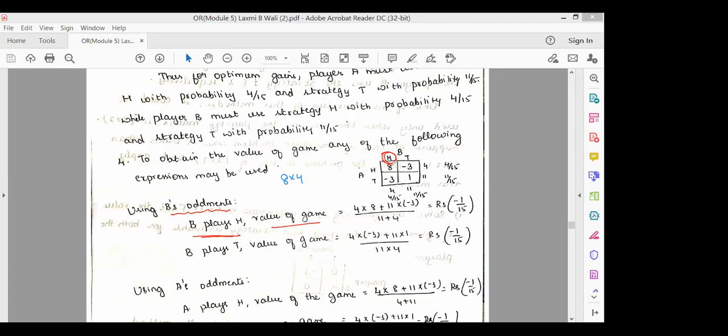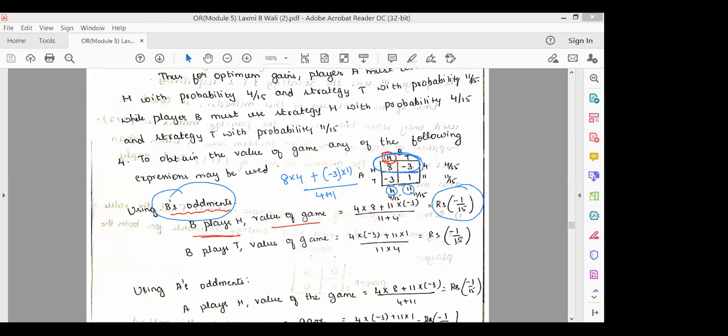Now, 8 into 4 plus, you can take this one, minus 3 into 11. So here, first consider this value and multiply it with the respective elements we have here. So 8 into 4 plus minus 3 into 11, divided by 4 plus 11. When you simplify this, you are going to get the value of the game as minus 1 by 15. So the value of the game is determined by means of B's oddments.